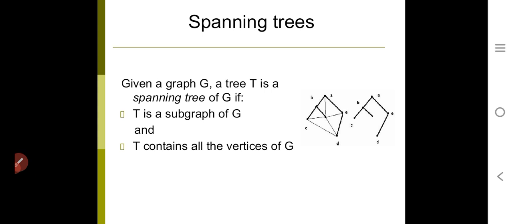Then we analyze both graphs. T is a subgraph of G. That is the first point. It is the subgraph of the main graph G, and it also contains all the vertices of G in the graph T. So this is known as a spanning tree.